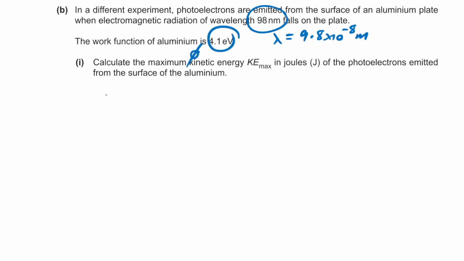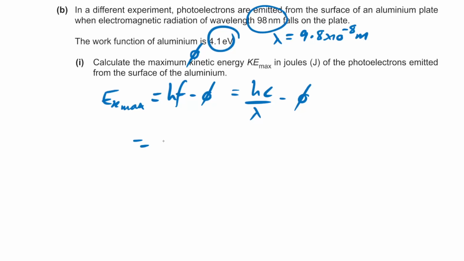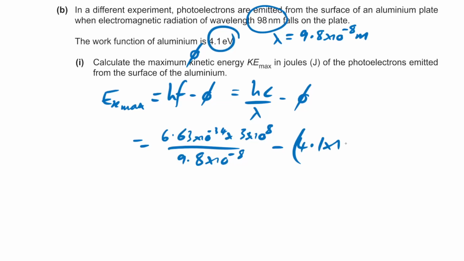Right, so we know that EK max is equal to hf minus phi. And of course, we're dealing with wavelengths, so that's going to be instead hc over lambda minus phi. So that's going to be 6.63 times 10 to the minus 34 times 3 times 10 to the 8 divided by 9.8 times 10 to the minus 8 minus the work function, which is 4.1, but it is electron volts, so we have to times that by 1.6 times 10 to the minus 19.